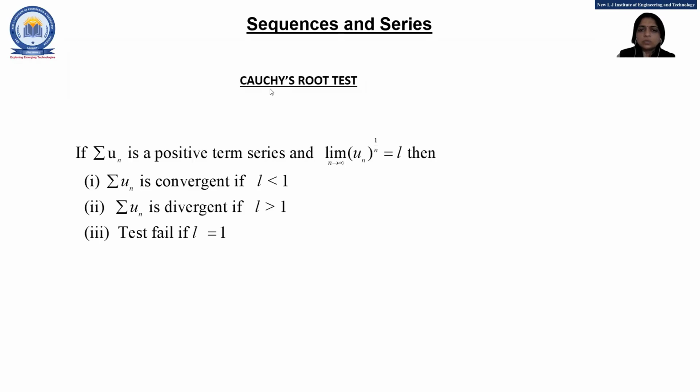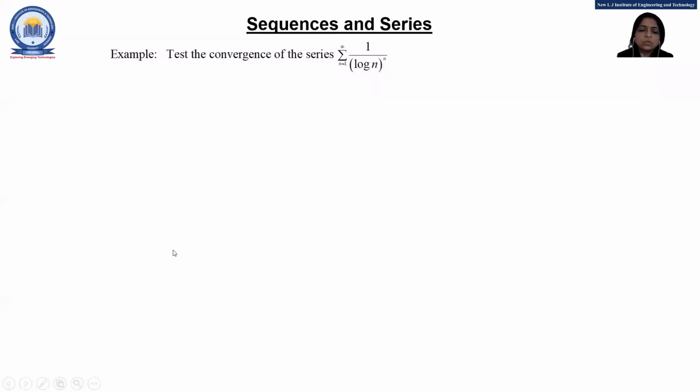Now, Cauchy root test. If un is a positive term series and limit n tends to infinity, un raised to 1 by n equals L, then the series is convergent if L is less than 1. See, you have to remember, for the root test, if your limit L is less than 1, then your series is convergent. If L is greater than 1, the series is divergent. And the test fails if L equals 1. So let's move on with the example.